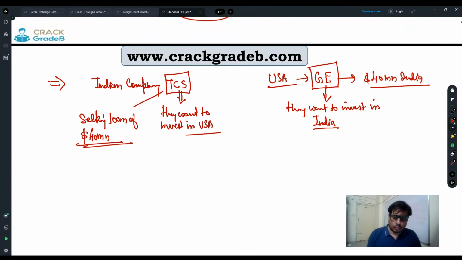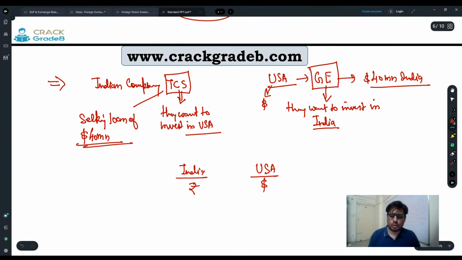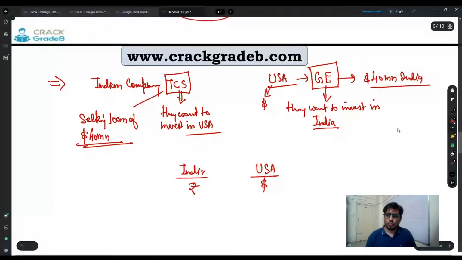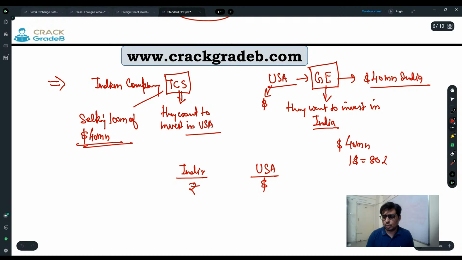So what is the currency of USA? That is dollar. And GE wants to invest in India. So India rupee, USA dollar. So the US company wants to invest here, right? So just considering $40 million and having this equation, $1 is equal to 80 rupees, right? 80 rupees. So that means $40 million is equal to how much?